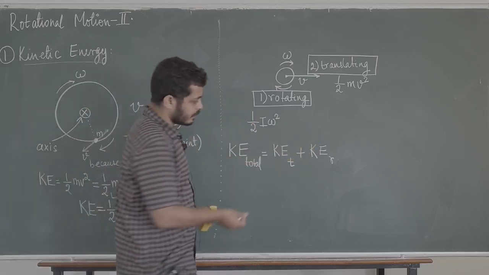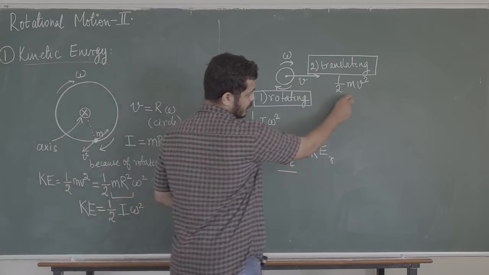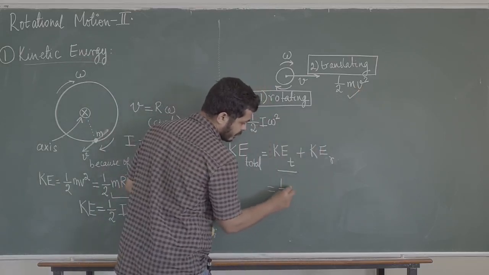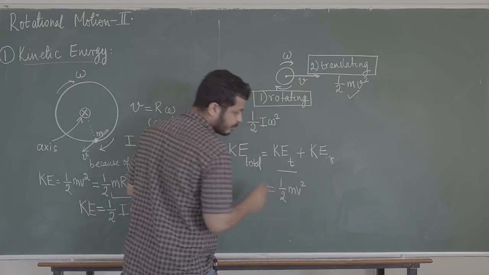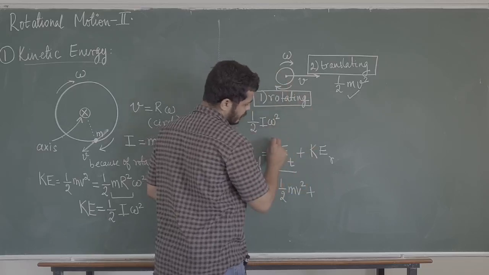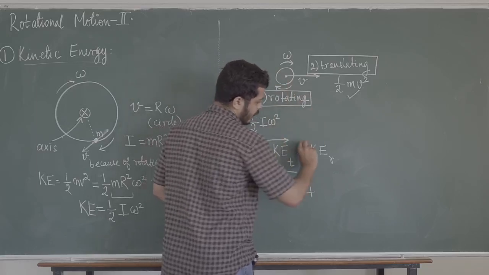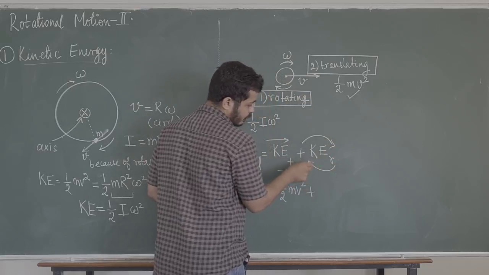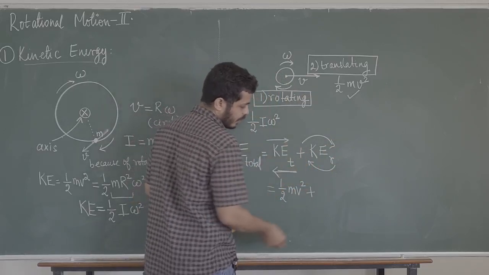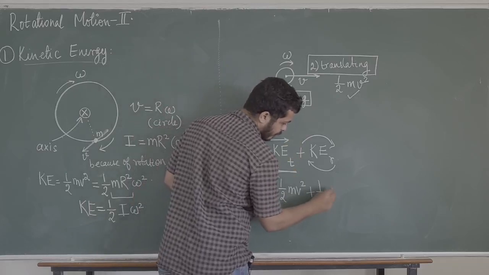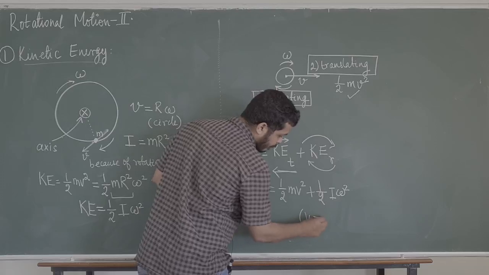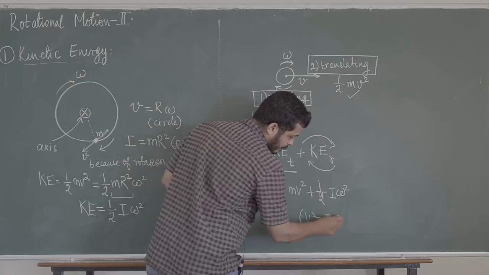So you will write it as KET, it just depends upon the velocity. You can directly write half mv square. In addition to that, it can also have a rotational kinetic energy. So this one is because of straight line motion and this one is because of rotational motion. It's not a vector. I have just written it because of straight line motion and because of rotation. So this will be half I omega square. Keep in mind, V may not be equal to R omega.